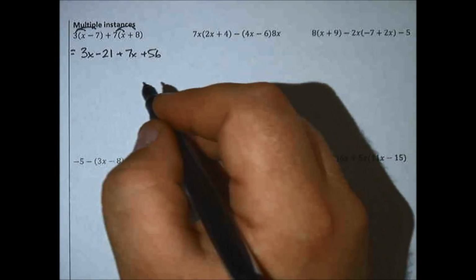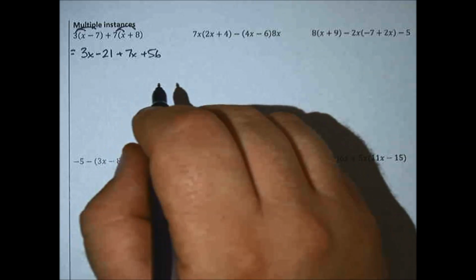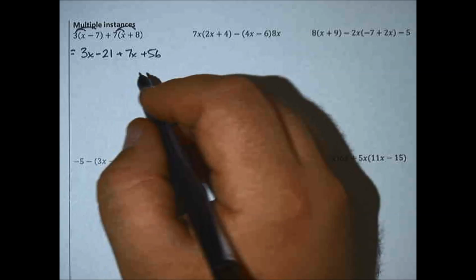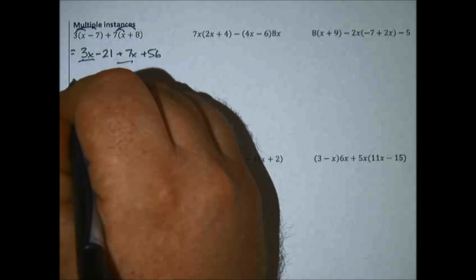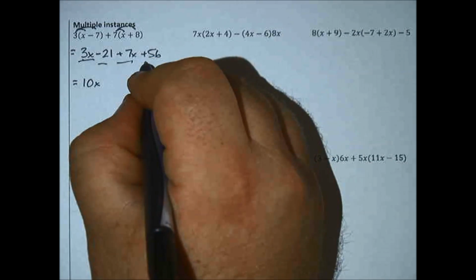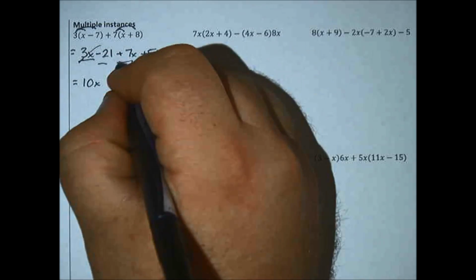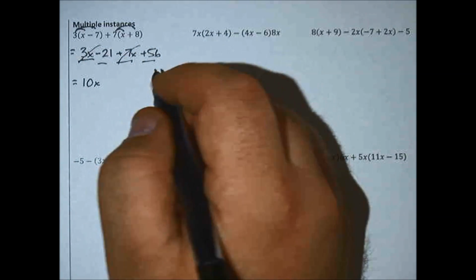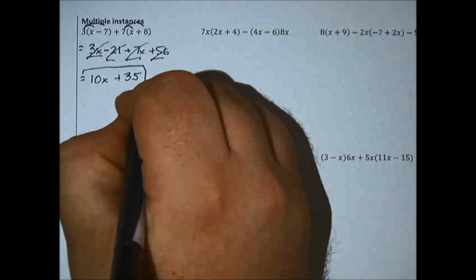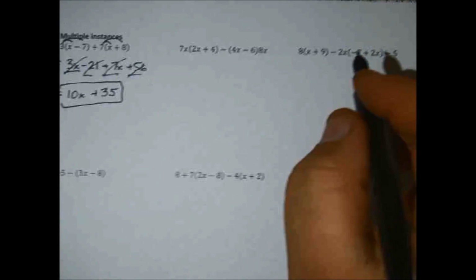Now I can combine like terms. See, I'm not quite done here. That's what we're going to run into when we have multiple instances, is that I have like terms. Remember last section, 3x and 7x, that's going to give me a 10x. Negative 21, positive 56, cross those off, keep myself straight, is a positive 35. And that's simplified all the way. Okay.